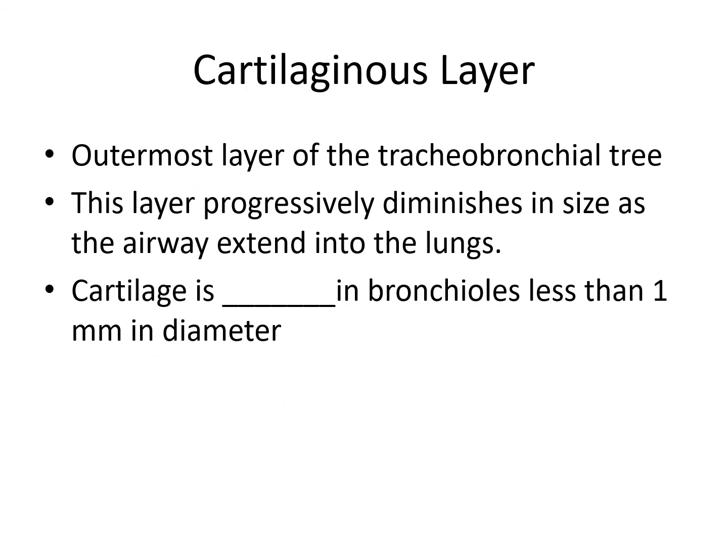Okay, so we've gone through the epithelial lining, we've gone to the lamina propria, and then what's the outermost layer? It's the cartilaginous layer. So when we're looking at this one, this layer progressively diminishes as we get further and further down into the lungs. The cartilage is not in bronchioles less than 1 millimeter in diameter. Okay, so the smaller and smaller the airways get, the less cartilage is found.